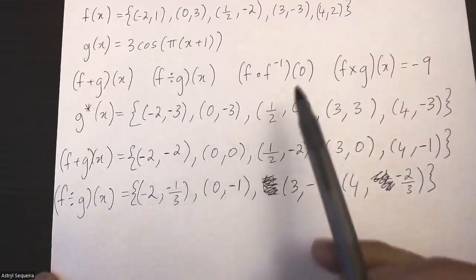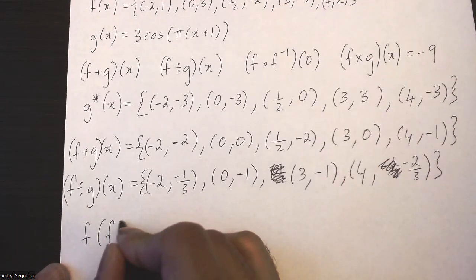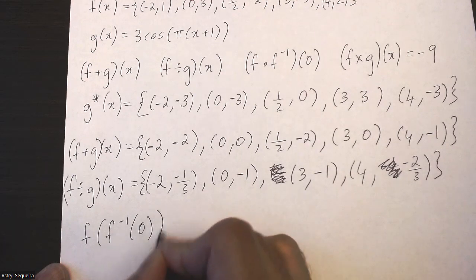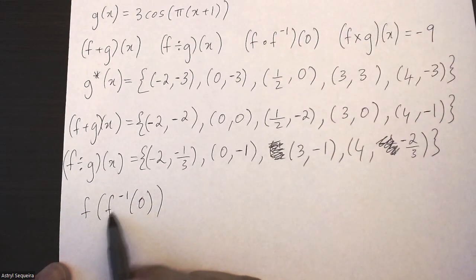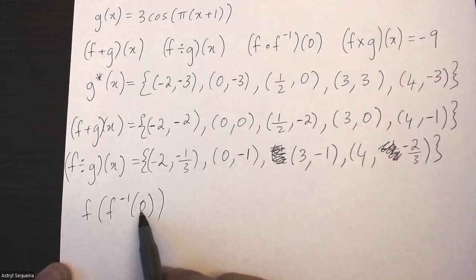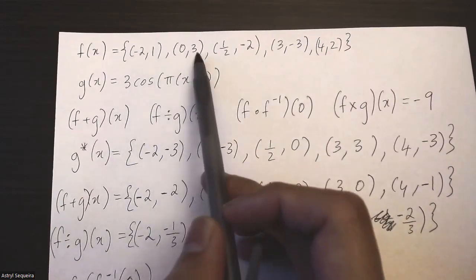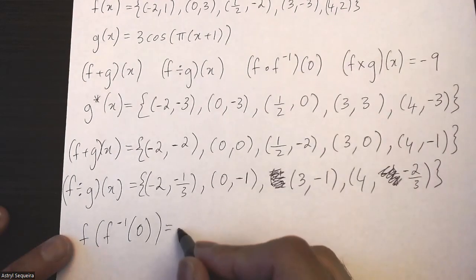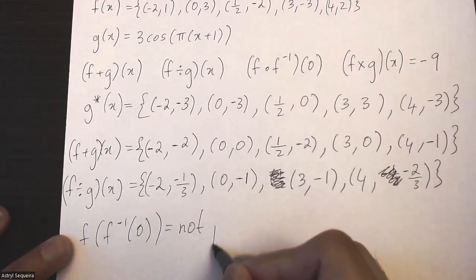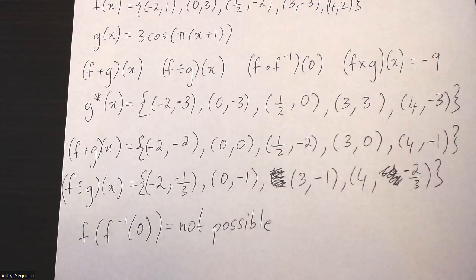For the third question, we are doing f of f inverse of 0. So that's basically a composite function, f of f inverse of 0. So the first thing we want to do is find f inverse of 0. To find f inverse of 0, I'm going to look at the f function and find where my y value is 0. If I look at my f function, none of the y values are 0, which means this is not possible. There's no point that has a value for f of f inverse of 0.